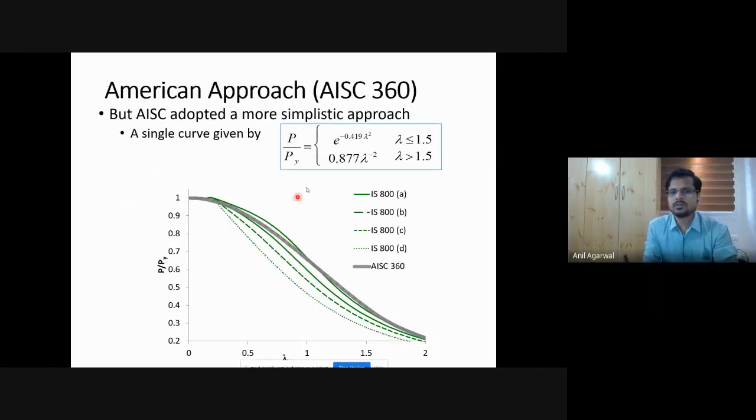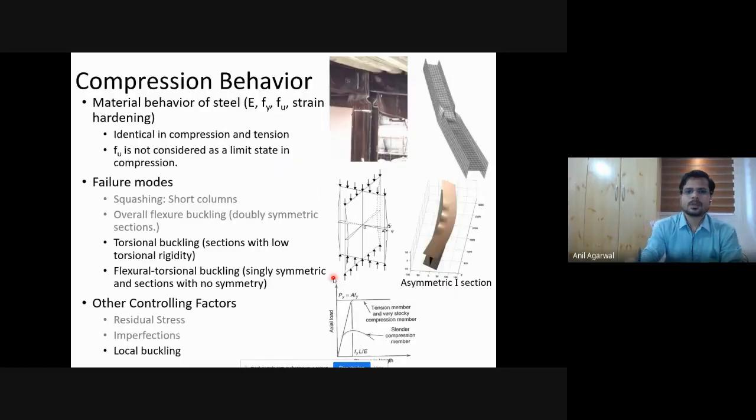Eventually, they did not adopt those 3 curves or 4 curves in the American code. In the American code, they have a single curve which looks like this, which is slightly unconservative in comparison to the Indian codes, or you can say that most of the Indian code predictions are slightly conservative in comparison to the American code. Okay. So with this, we have completed the discussion on residual stresses and imperfections.